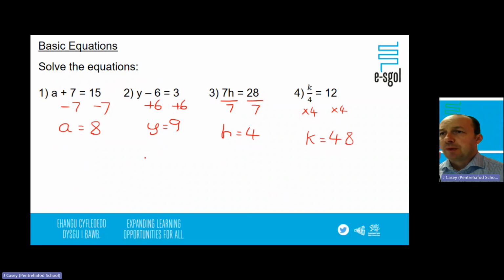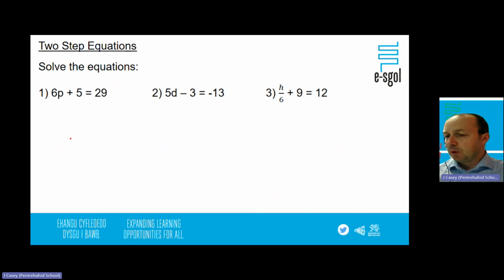Now, just really quickly, of course, I can check any one of these answers. So I'll look at question 1, and I'll check this answer. I think the answer is 8, so A is equal to 8. If A is 8, I'll do 8 add 7, and it should equal 15. So again, that balance is there, and it's the same both sides.